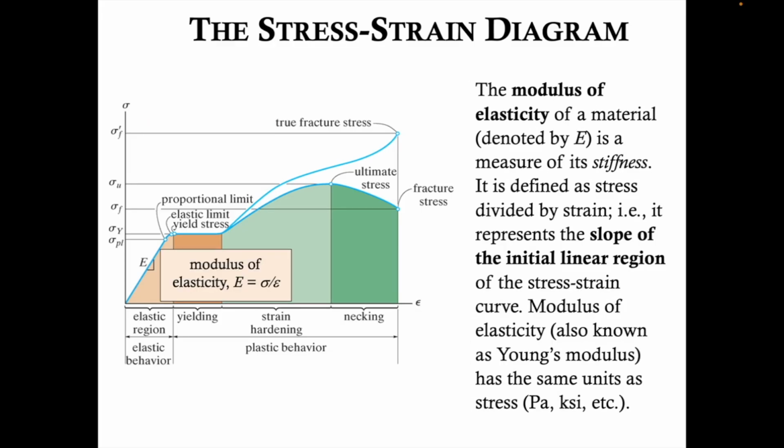The modulus of elasticity of a material, denoted by uppercase E, is a measure of its stiffness. So the greater the value of E, the stiffer the material. It is defined as stress divided by strain. It represents the slope of the initial linear region of the stress-strain curve. The modulus of elasticity, also known as Young's modulus or elastic modulus, has the same units as stress, since we have normal stress, which has units of Pascal, KSI, etc., divided by normal strain, which is a unitless value.